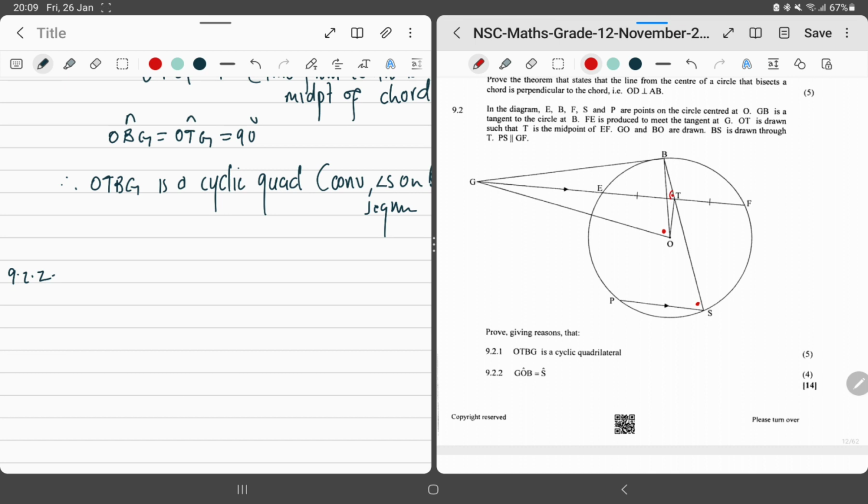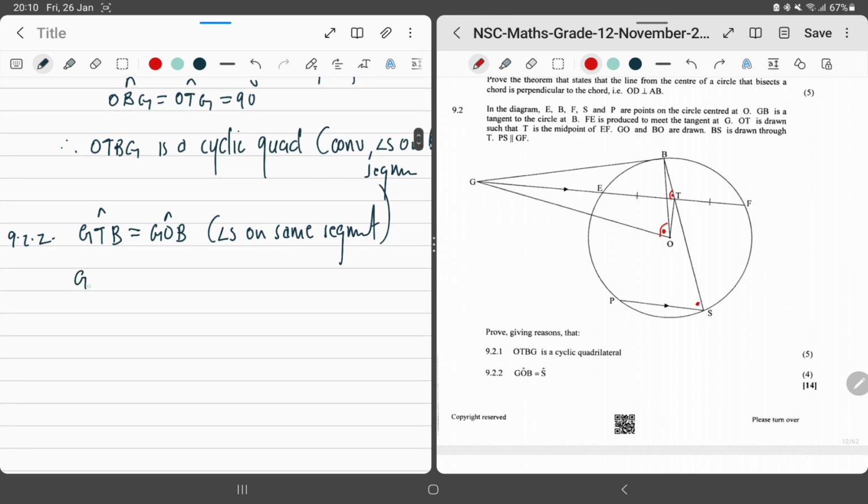BTG, this angle is equals to this one because they are angles on the same segment. We just said that OTBG is a cyclic quad. So that line there subtends that angle. It also subtends that angle. So they are angles on the same segment. So we are going to say GTB is equals to GOB. Angles on same segment.